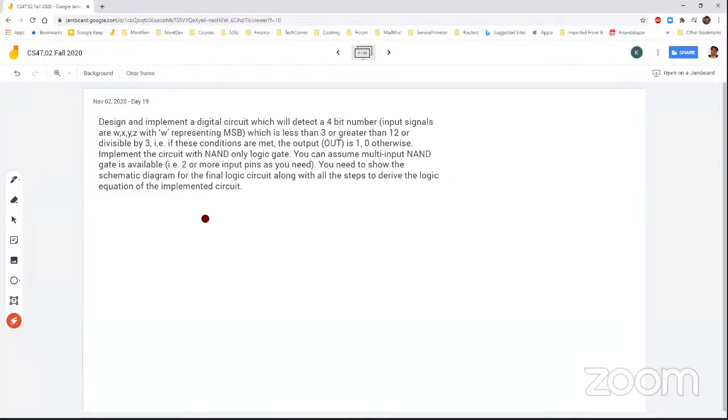So step one, construct the truth table. In this problem we see there are 4 bits. That means our truth table is going to be 16 rows long, right? So let's construct that.